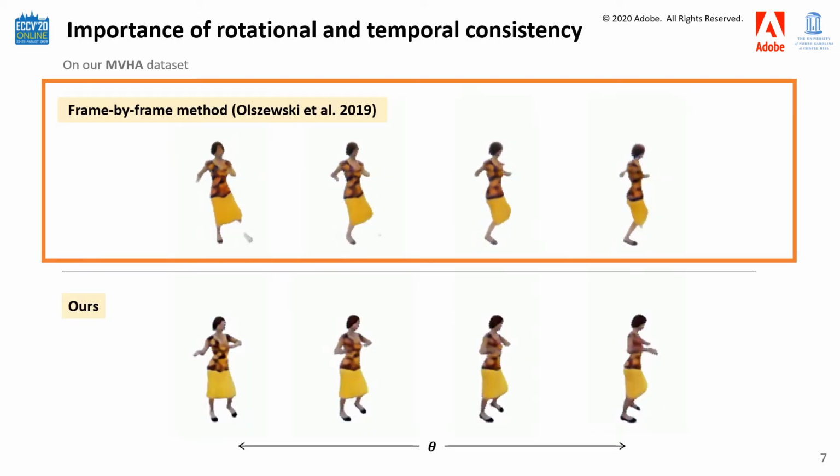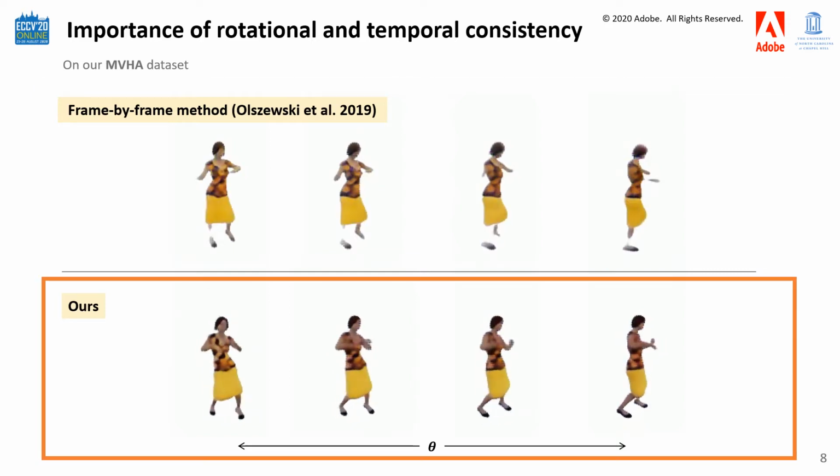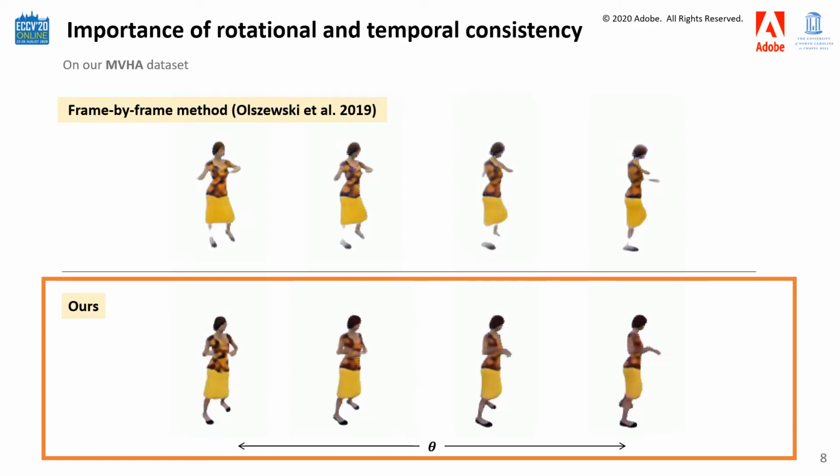We can first think of a straightforward method, which is to run an image-level method in a frame-by-frame manner. However, the results are greatly inconsistent and show flickering across different angles and time steps. Therefore, in overview video synthesis, it is important to consider the rotational and temporal consistency.